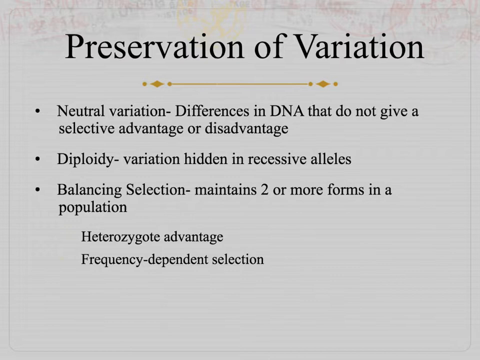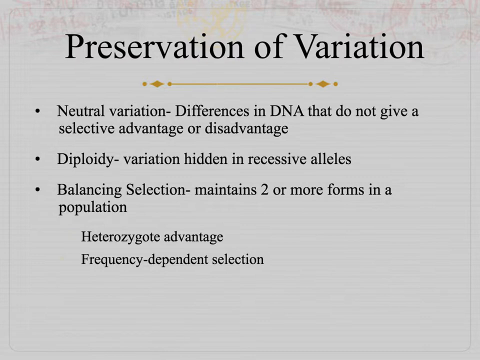And then finally, how do we preserve that variation when we're talking about natural selection? We can have something called neutral variation, which are differences in the DNA that do not give a selective advantage or disadvantage, either way. That usually comes because organisms are diploid or have diploidy, which means that they have a lot of hidden recessive alleles, like with the cleft chin that we've talked about, or sickle cell anemia, where you have big S, little s, and there's a lot of those little s's hidden in there.